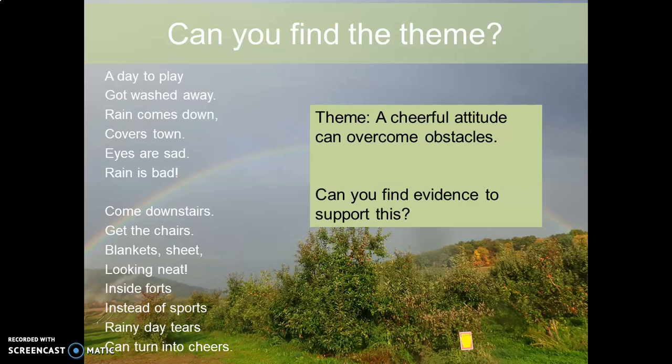Think about it. A cheerful attitude can overcome obstacles. At first, they were upset. Their eyes were sad. They were teary. They were really bummed out that they were stuck inside. And instead of wallowing in that, they came downstairs. They got the materials. They made a fort, and it turned into a fun day.